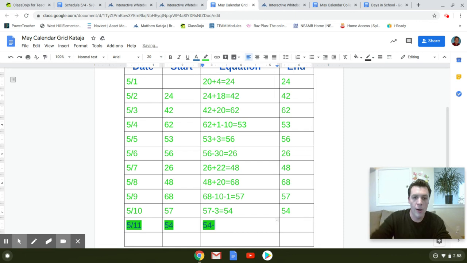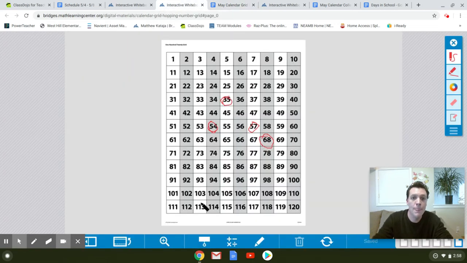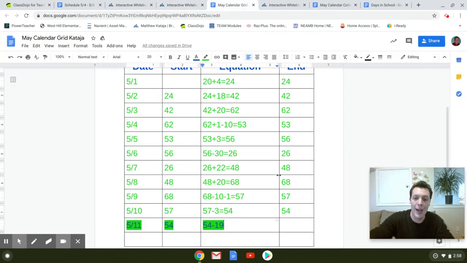So I know that it took away 2 10s, but then it added a 1. So instead of saying take away 20 plus 1, I know it almost took away 2 10s, but just 1 away, and 1 less than 2 10s is 19. And that's really what happened. And then what number did he end on? He ended on the number 35. So that was my answer.